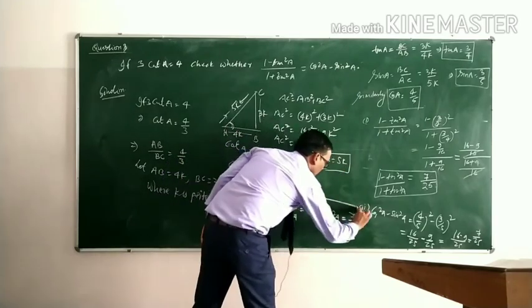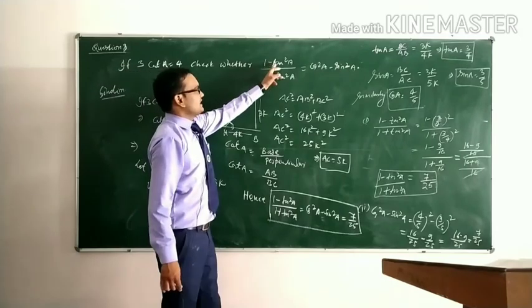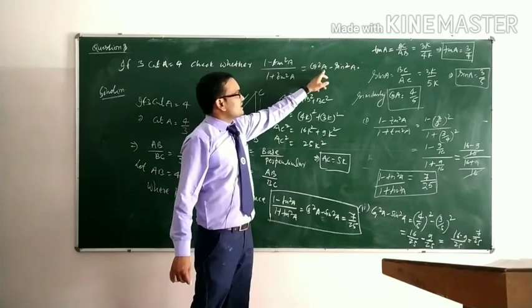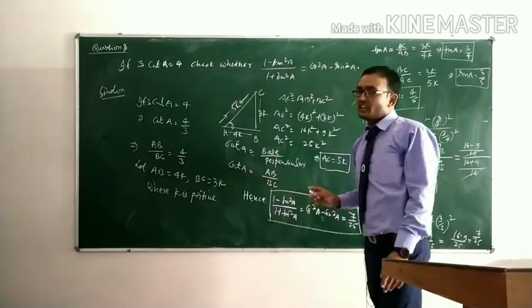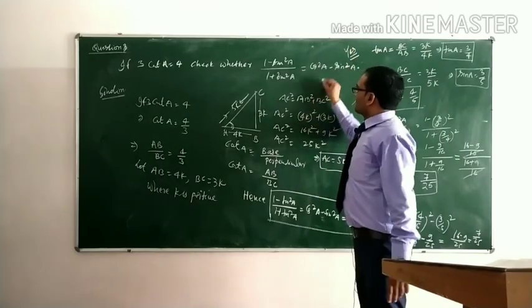That means the question says check whether 1 minus tan square A upon 1 plus tan square A equals cos square A minus sin square A. This is right. Your answer is yes. This is right.